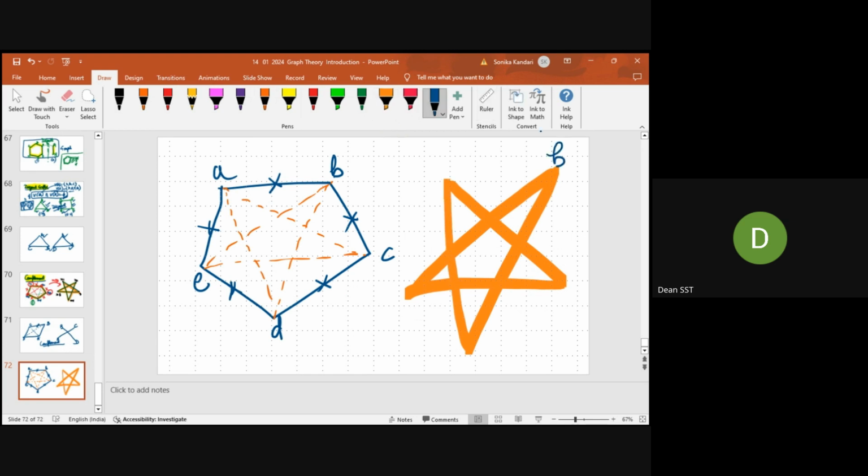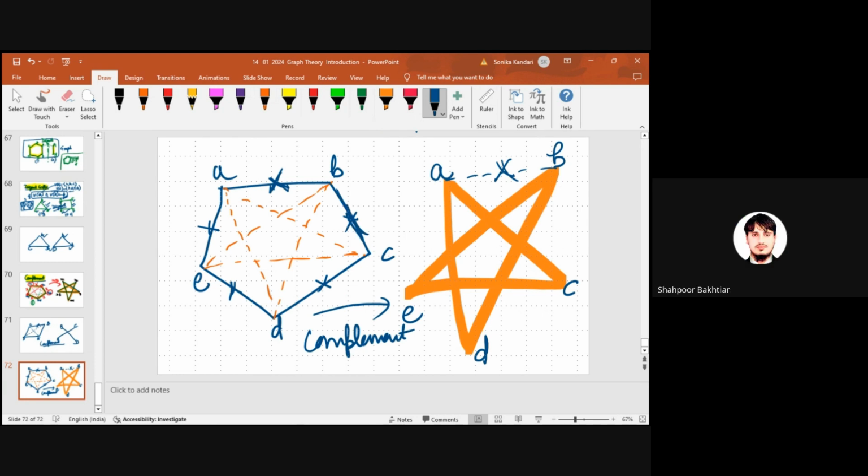Fine. This is your B, C, D, E, and A. Now, is the complement clear or not? This AB is removed. See, AB is removed. This BC, opposite of that, BC is removed. This CD is removed. ED is removed. AE is removed.